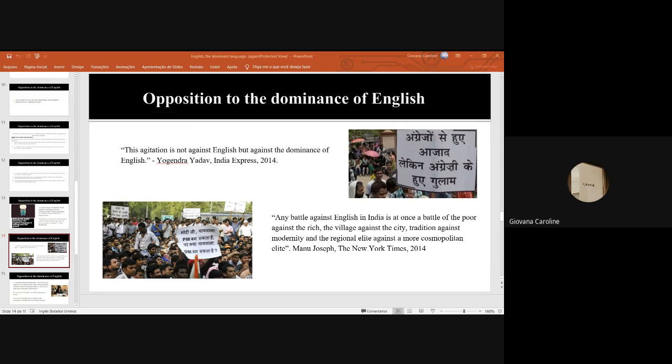This quote by Yadav, she wrote for Indian Express in 2014, and she said that this agitation is not against English, but against the dominance of English. And all throughout the article, she explained that it isn't against the language itself, but the fact that the test was biased.